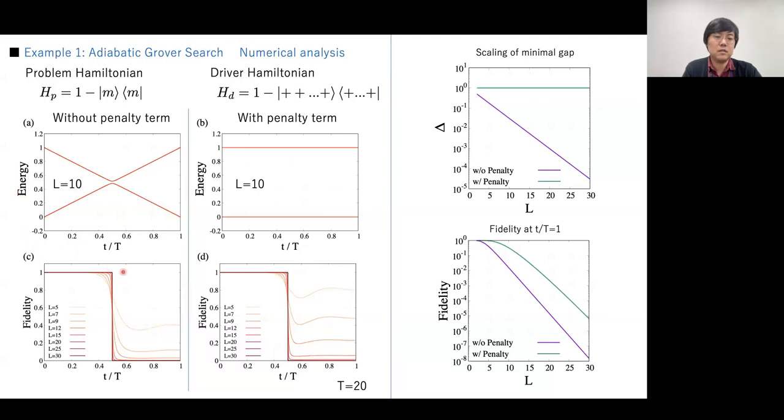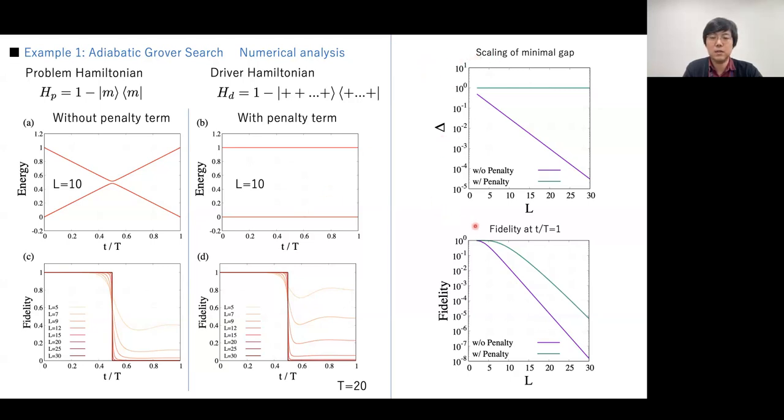So this figure shows that the fidelity exponentially decreases as we increase the system size at T equal to capital T over two. This point has the quantum phase transition in adiabatic global search. However, in the case with penalty term, the energy spectrum is always constant, but the fidelity also exponentially decreases as we increase the system size. And we investigate the scaling of this decrease.